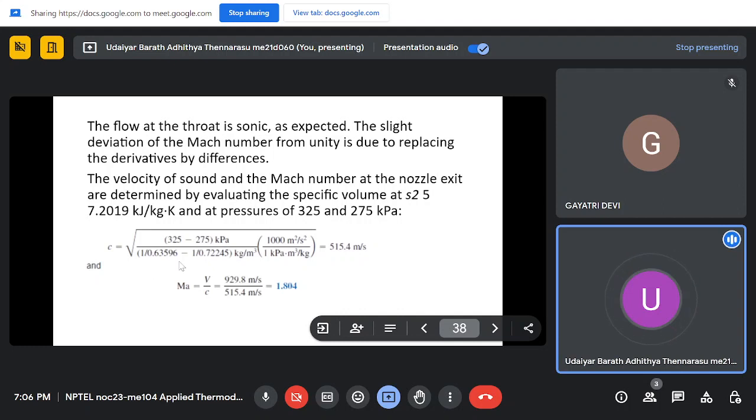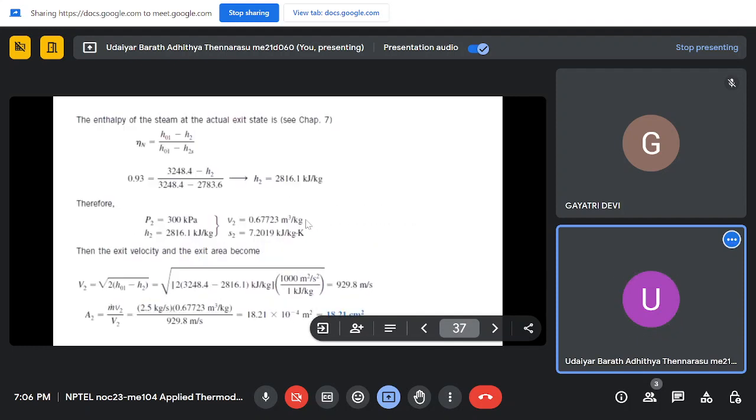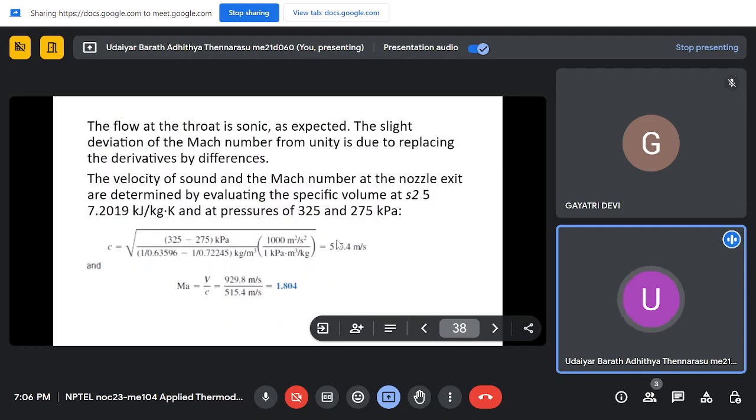We know the Mach number is velocity divided by the velocity of sound. The velocity at exit we calculated as 929.8 meter per second, and the velocity of sound is 515.4. As you see, this being a converging diverging nozzle, the exit is supersonic, and we get a value of 1.804 for the Mach number at exit.